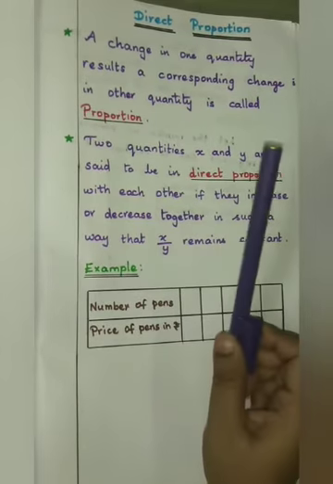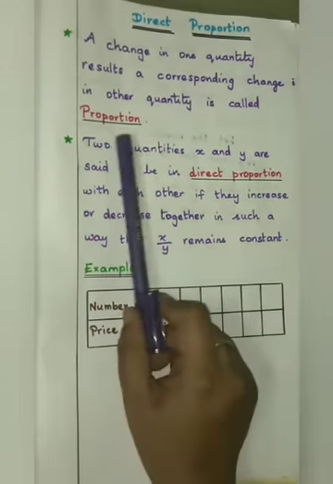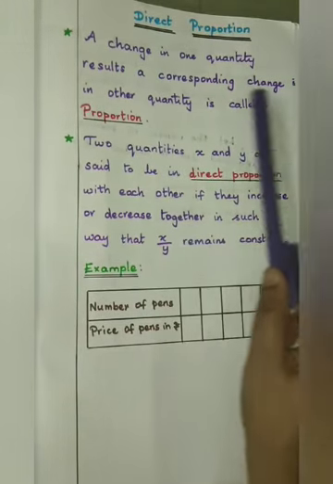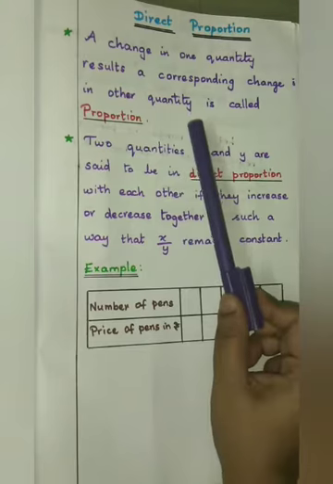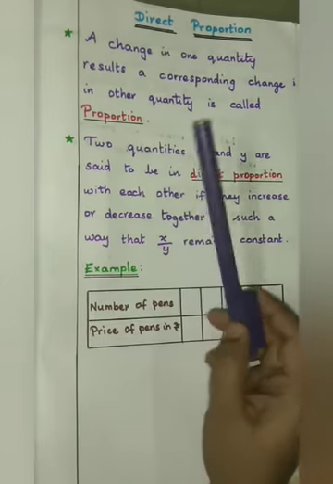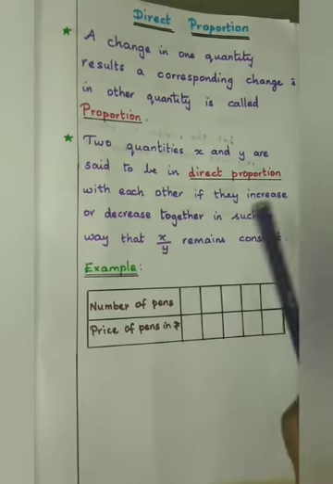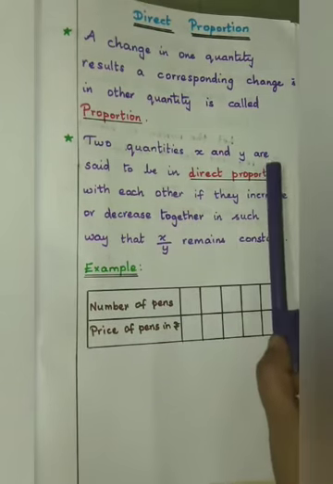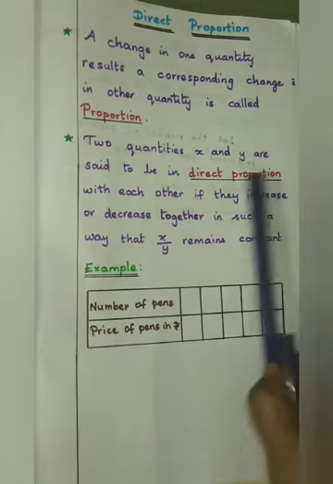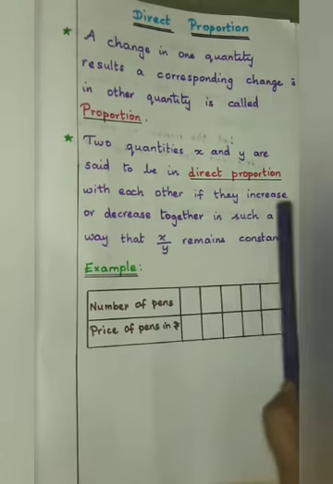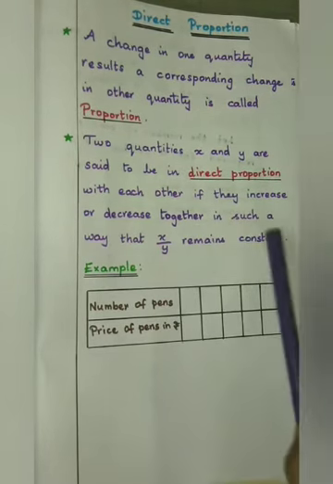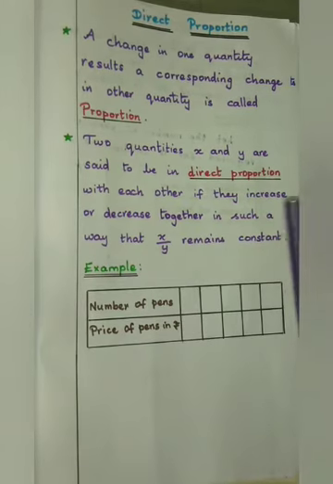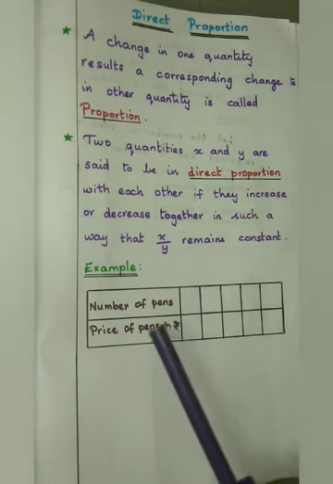Before getting into the topic, let us see what is proportion. A change in one quantity resulting in a corresponding change in the other quantity is called proportion. When do we say two quantities are in direct proportion? Two quantities x and y are said to be in direct proportion with each other if they increase or decrease together in such a way that x by y remains constant. Let me explain the definition through an example.